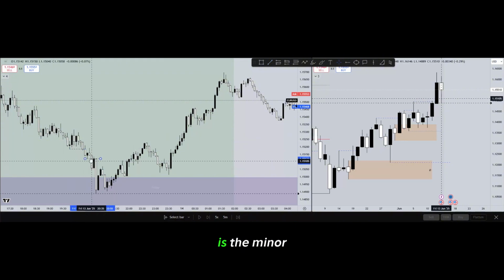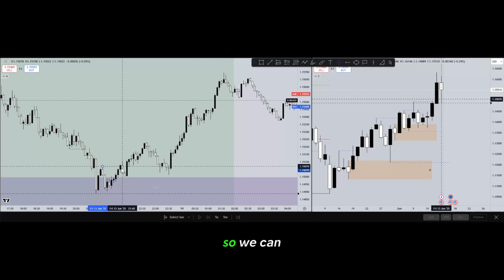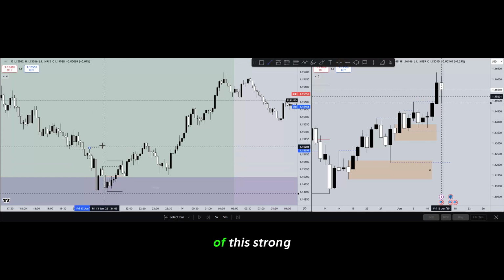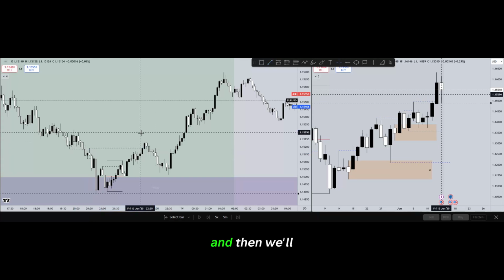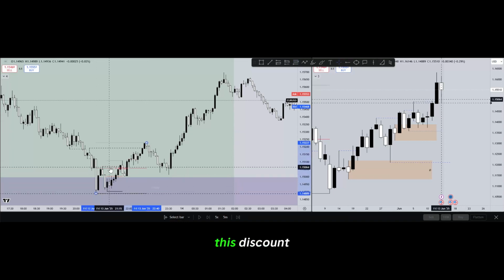Okay, so this is the minor structure here. Okay, so this is the internal. We have the internal shift here. This is the external structure, and this is the internal structure. So we can look to buy from the internal zone as well. Okay, but the best thing to do is to wait for the break of this strong external high, and then we'll buy from the discount zone when price mitigates this discount zone after the break of the lower high.